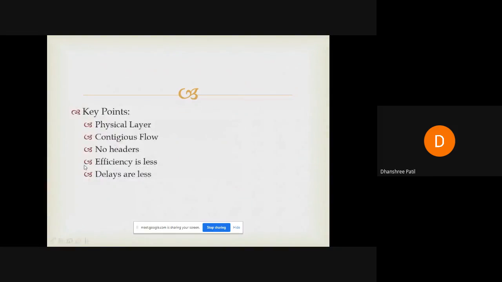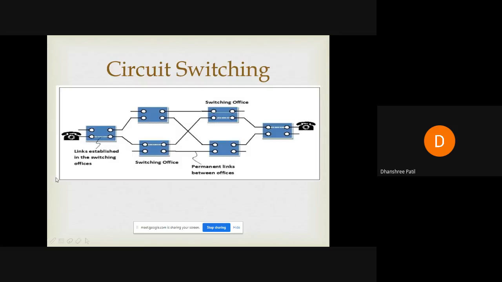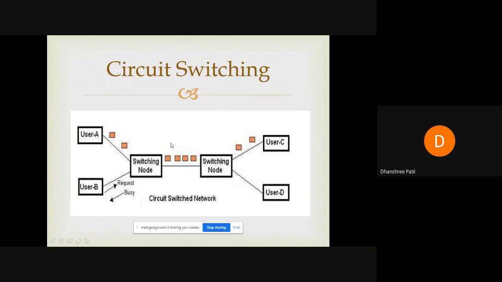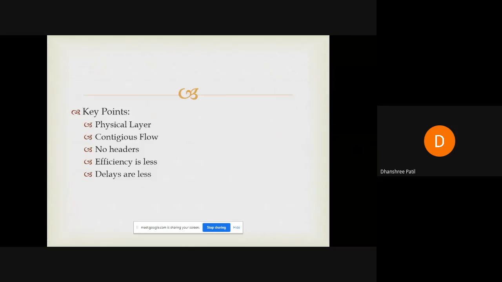There are certain key points we need to consider related to circuit switching. It is generally executed at the physical layer. Then there is a continuous flow of the data, which means it is not divided. No headers are required as the path is fixed. Sender and receiver will follow the particular path that is fixed, so headers are not required.